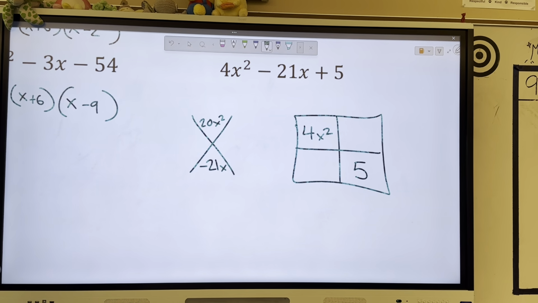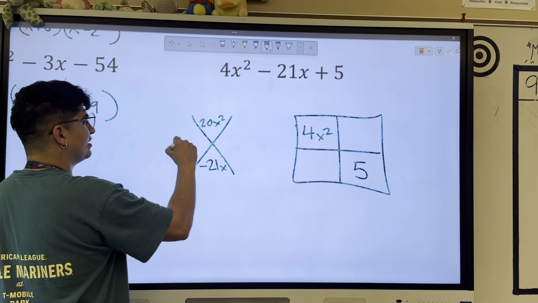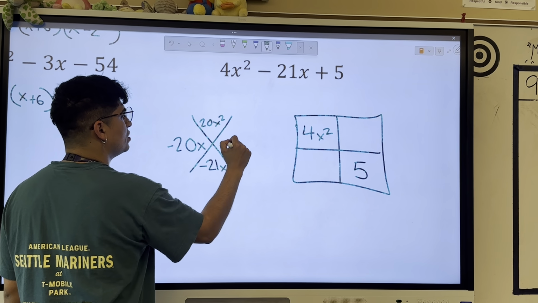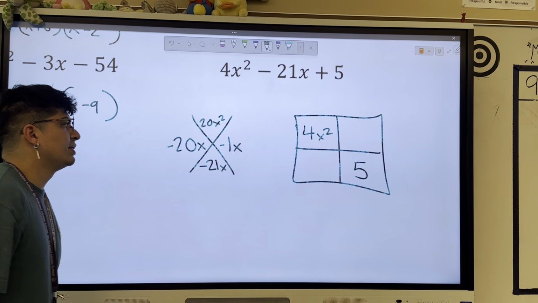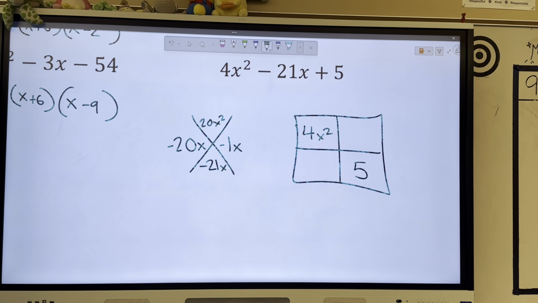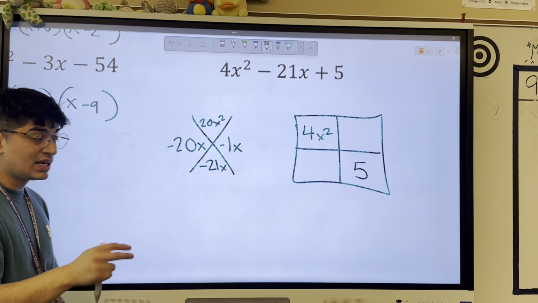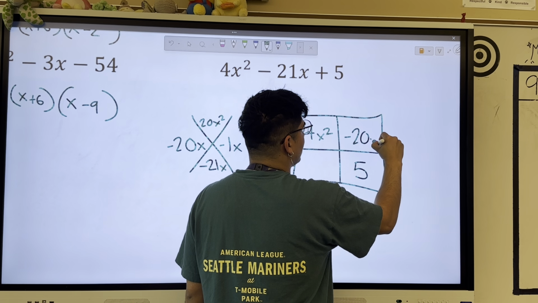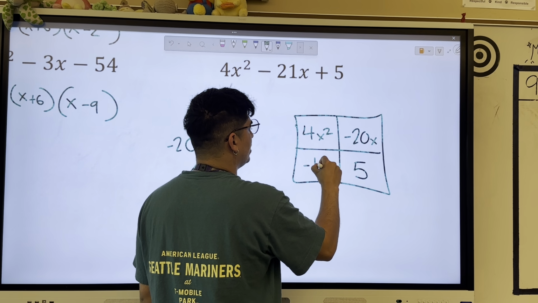So I think it's going to be negative 20x and negative 1x. They multiply to make positive 20, and they add up to make negative 21. I feel so good about myself now. Negative 20x and negative 1x.